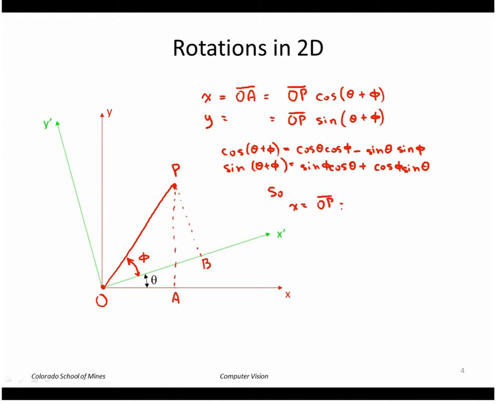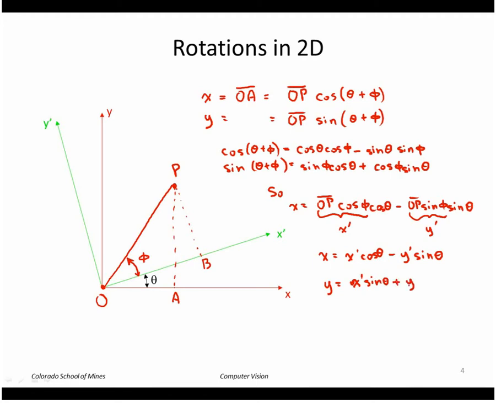the line segment OP cosine phi cos theta minus OP sine phi sine theta. OP cos phi, if we look at the diagram, is just x prime. OP sine phi is just y prime. So this becomes x prime cos theta minus y prime sine theta. And similarly, we can also derive the expression for y, which is x prime sine theta plus y prime cos theta.